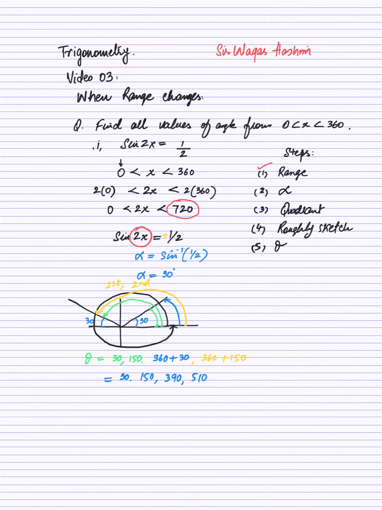And on your left side, you are not getting theta. The value of theta is basically 2x. So here you have 2x. You need to find out the value of x here. So you need to divide all of these values by 2. So x is equal to 15, 75, 195, and lastly it's 255. So these are the final values of x.